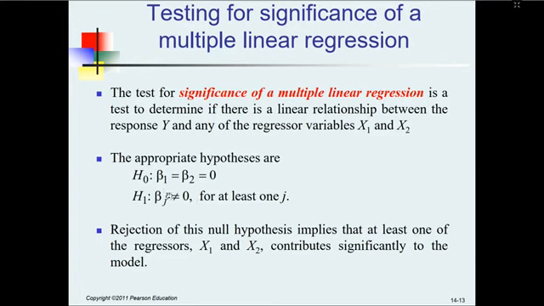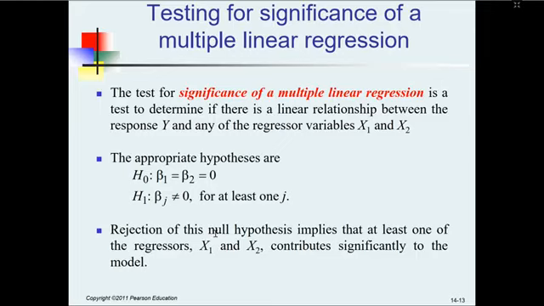So either beta 1 is not equal to 0, or beta 2 is not equal to 0, or both are not equal to 0. That's the H1. So we reject the null hypothesis. When you reject H0, what does it mean? What it means is that the regression model is significant in predicting y. It means your regression model is significant. That's when you reject H0.